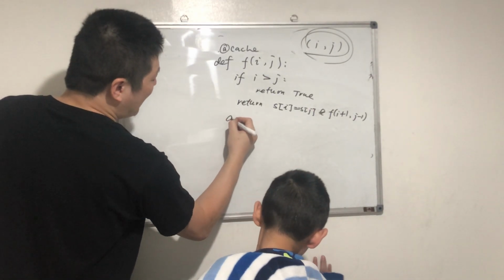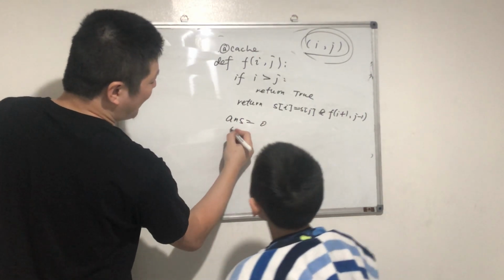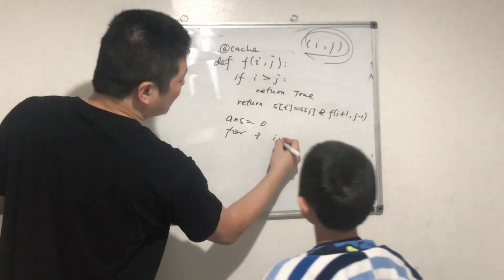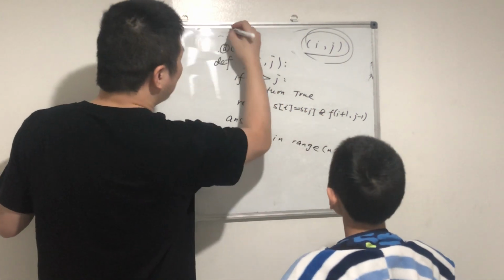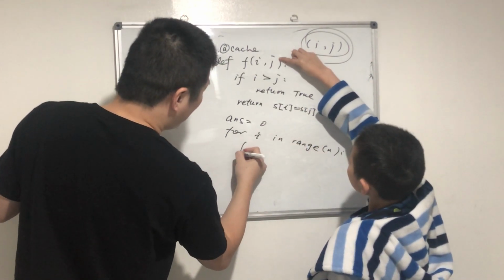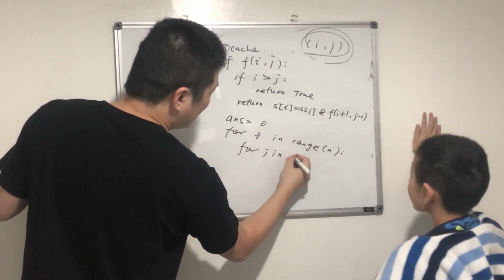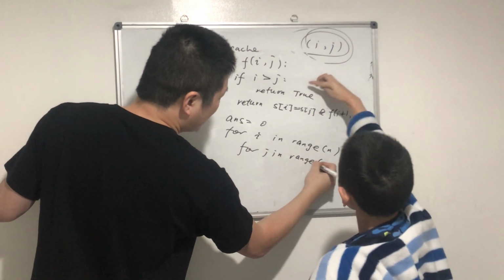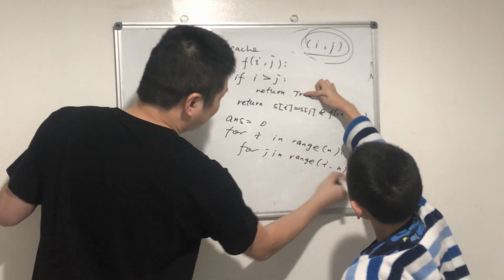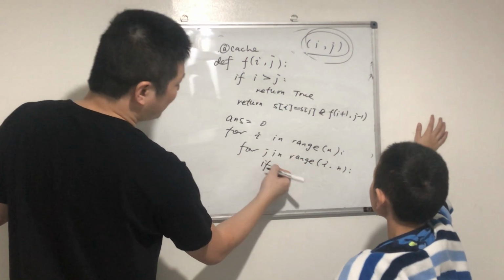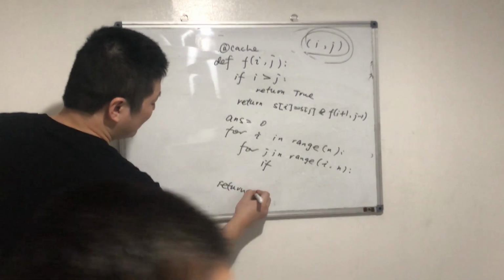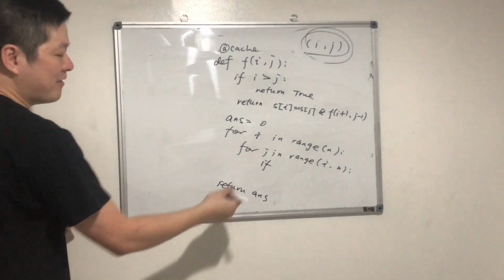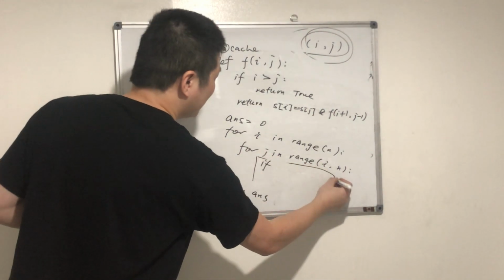Now look, we just need to do answer equals 0, and then we can just do this for i in range n, right? n is the length of the S. And for j in range i to n, right? Can you write this if for me? And then I can say return answer.